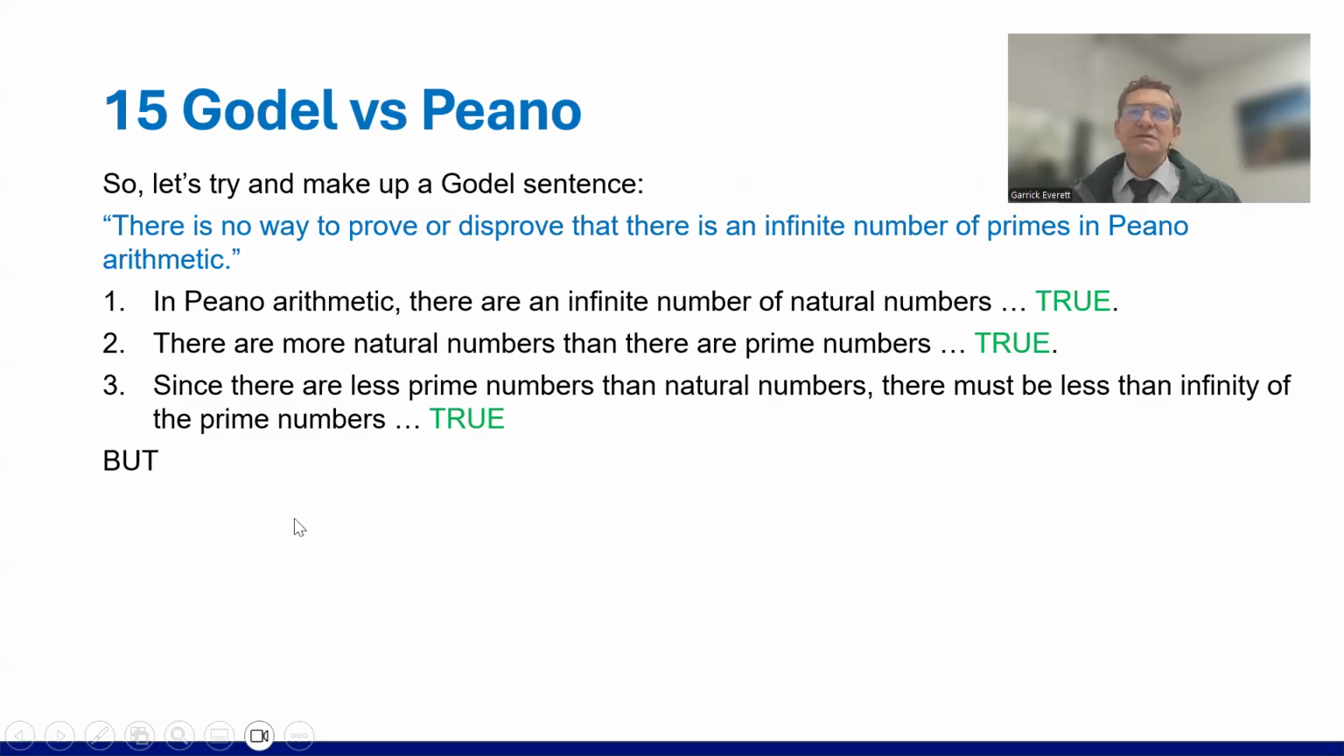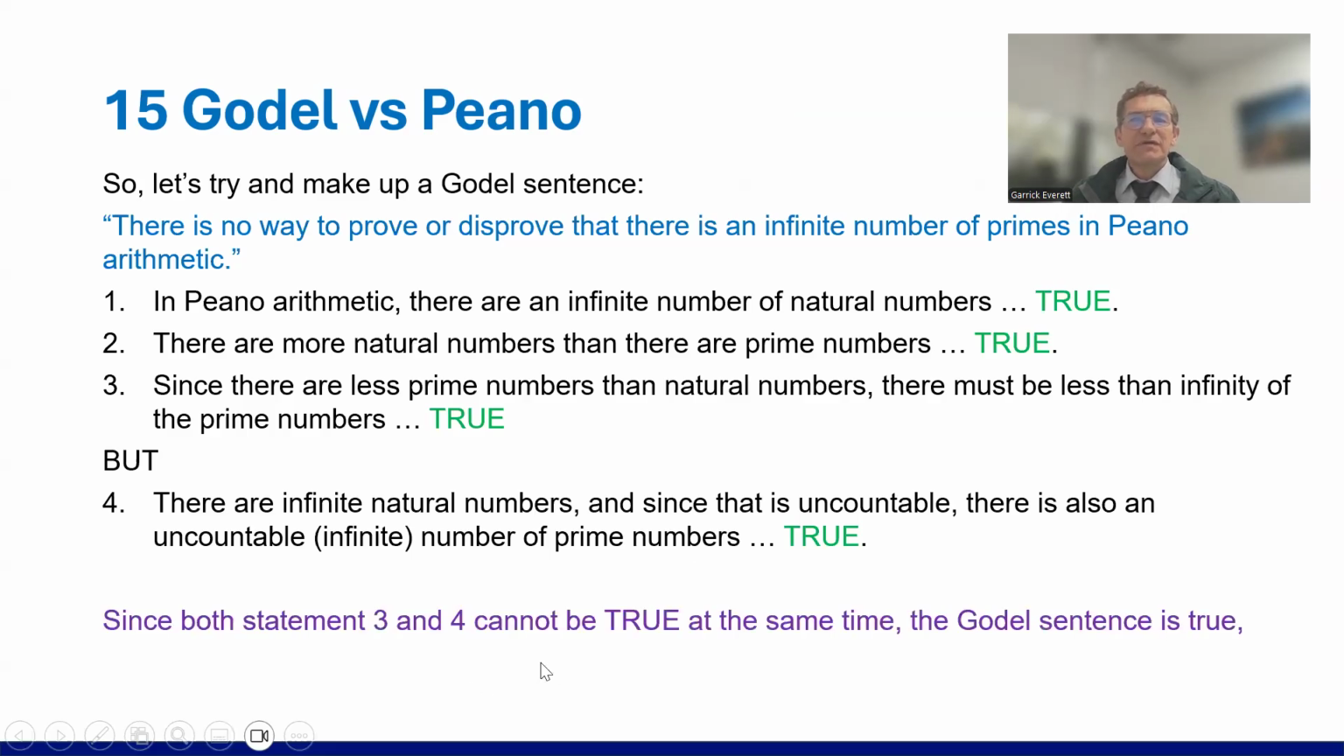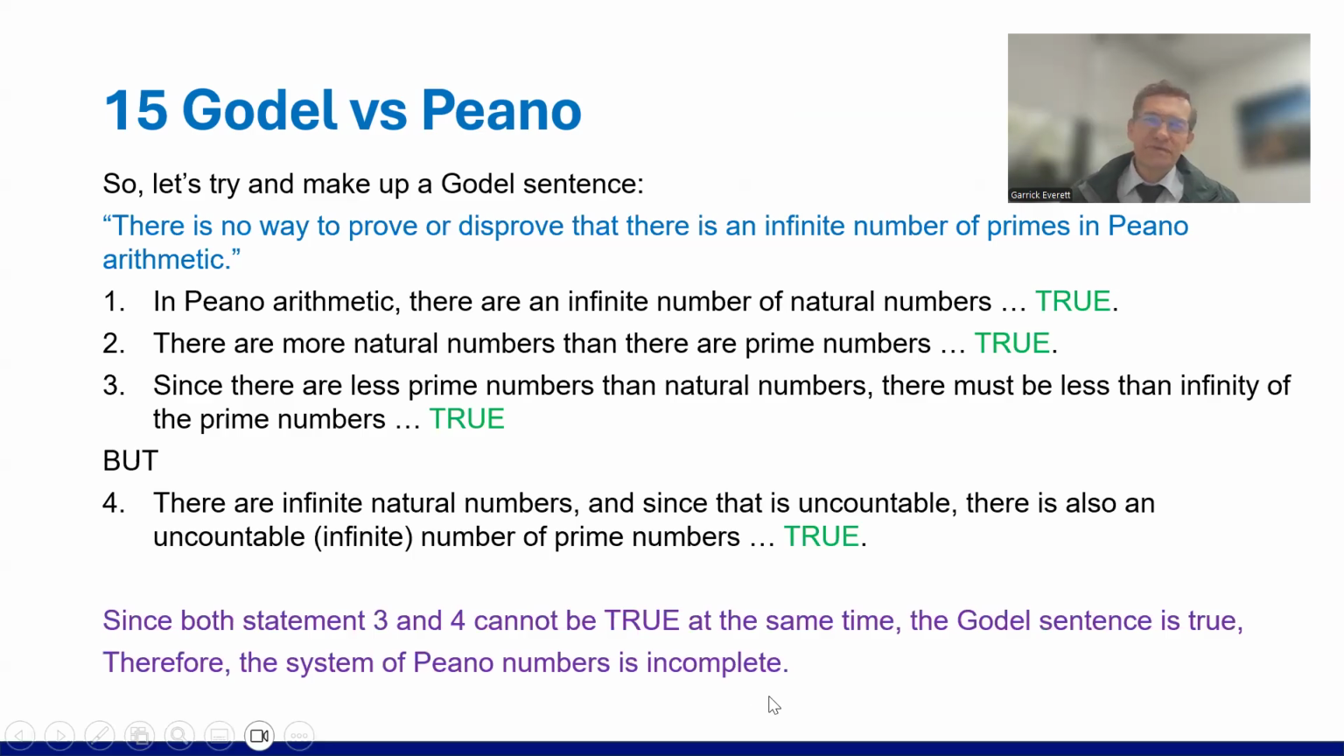But there's an infinite number of natural numbers, and since that's uncountable, there's also an uncountable infinite number of primes. Now, you can't have both of these things true at the same time. Therefore, the Gödel sentence is true. Therefore, the system of Peano numbers is incomplete. Okay, as soon as you've got a conflict, then it's true. And again, using that same type of logic in proving things by saying one thing and then proving it the other way.